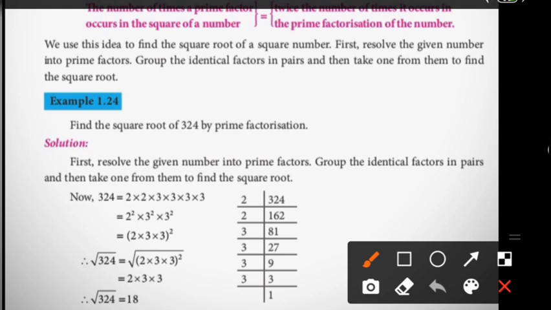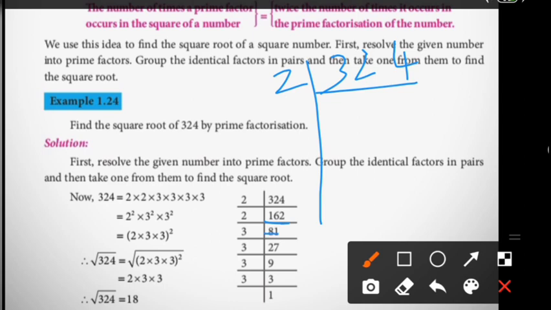This is the prime factorization, right? 324, using the 2 table. 2 1s are 2, remainder 1 carries, we get 12. 12 means 6 2s are 12, and 2 2s are 4. 162 we get. Again we divide by 2, since it ends with 2, 4, 6, 8 or 0. Again, 8 2s are 16, 1 2 is 2.